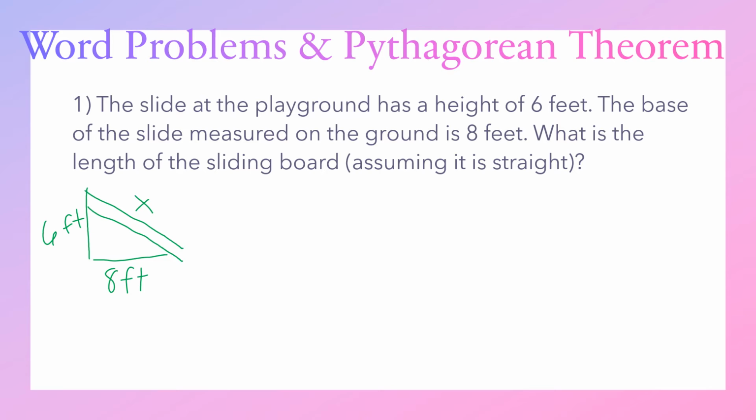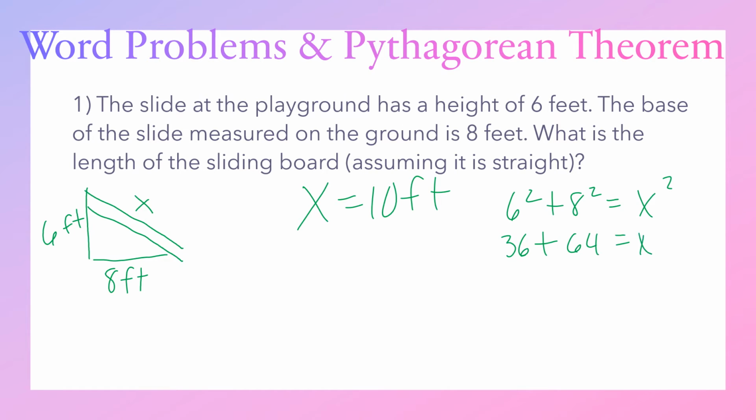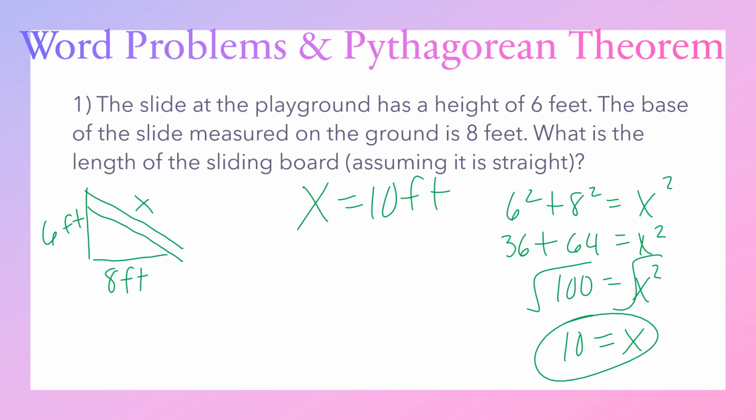This is a Pythagorean triple, so what we learned in that first question, if you notice that and you get good with these Pythagorean triples, you can just say X equals 10 feet. If you don't want to remember those, or you forget, you can easily do 6 squared plus 8 squared equals X squared or C squared, however you want to put it. 36 plus 8 squared, which is 64, equals x squared. 36 plus 64 is 100, and then you square root both sides, so 10 equals x.